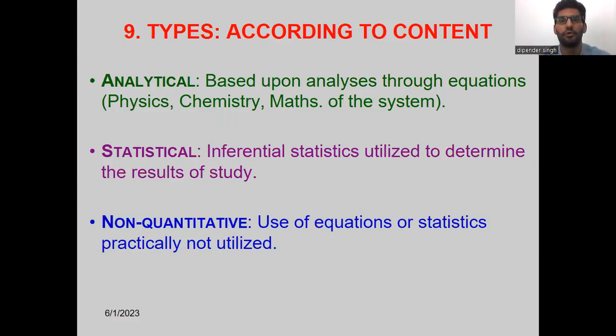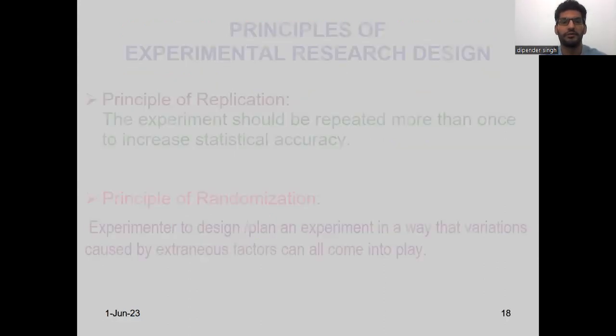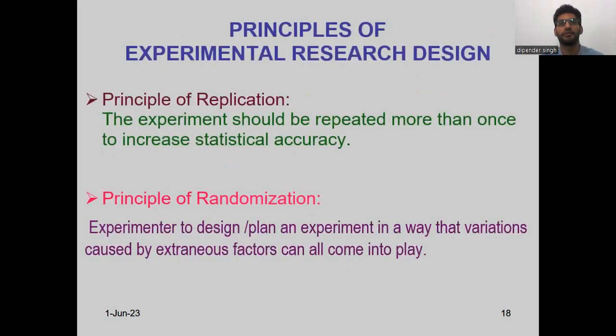Types of research according to context: analytical, statistical, and non-quantitative. Analytical is based upon analysis through equations, physics, chemistry, maths of the system. Inferential statistics utilized to determine the results of a study comes under statistical research. Use of equations or statistics practically not utilized comes under non-quantitative research.